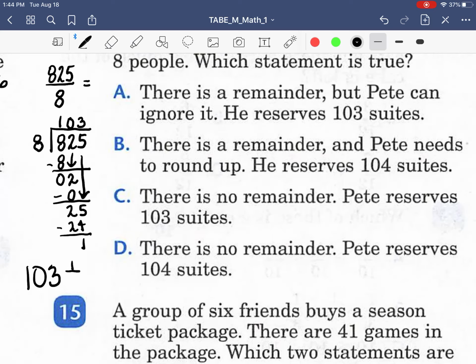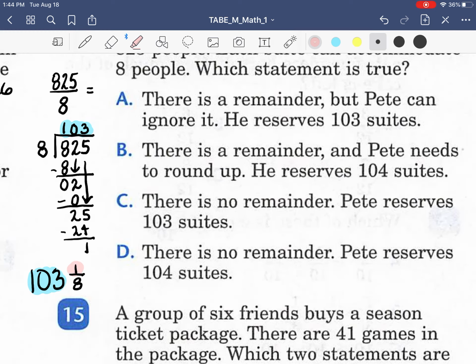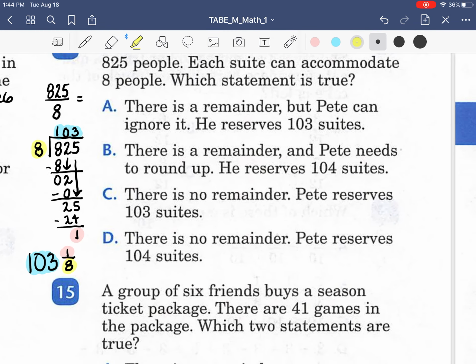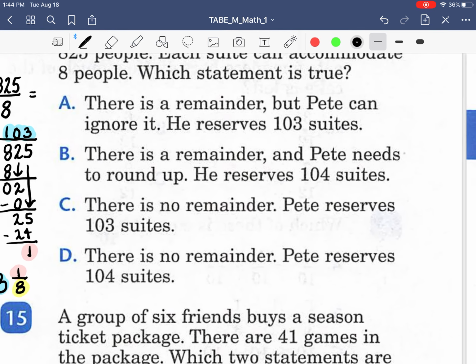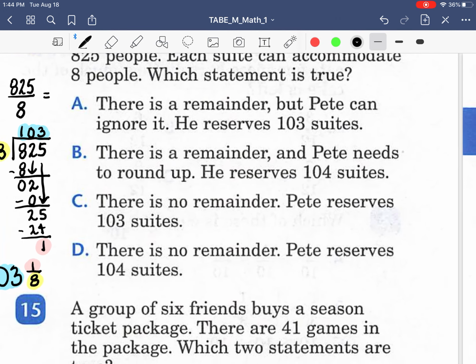So the mixed number is 103 and 1 person left over. 103, 1 person left, and an 8 is the divisor. So let's see what these say.